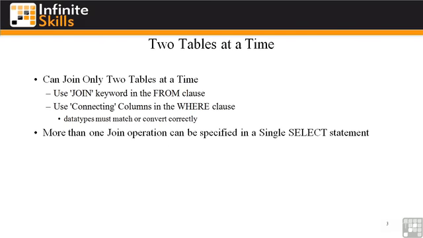So the fact that you can only join two tables at a time means that there has to be more than one joining operation allowed in a single select statement. And you can do that. You can join table A to table B, and then table B to table C. One join at a time, but two joins specified in a single select statement. That way we can get the information together from 3 tables, or 4, or more.